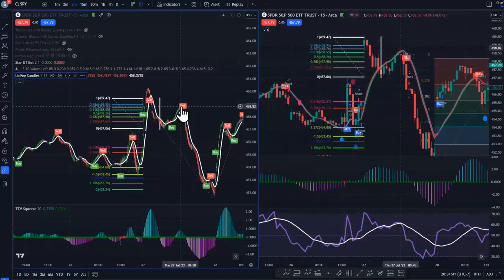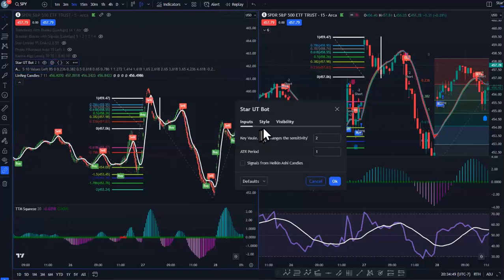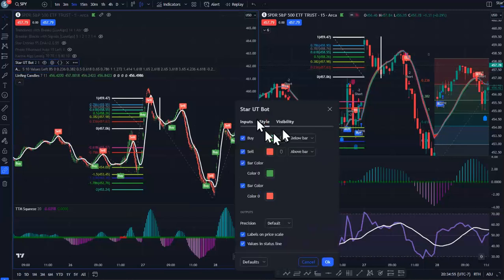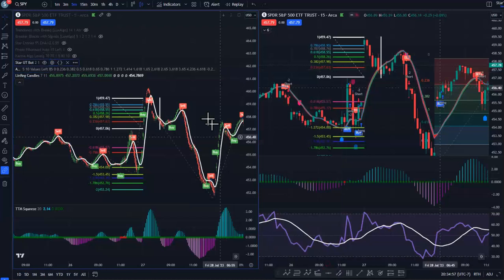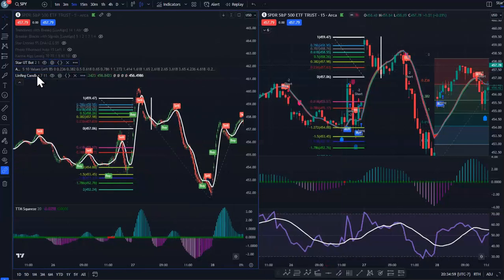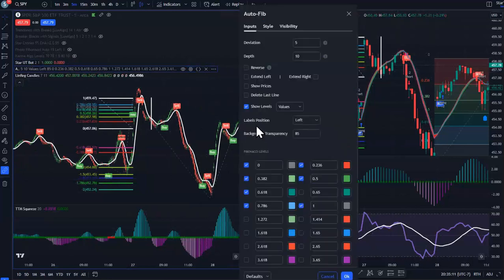But for basically the buy and sell signals, the star is the UT bot here. And when we go into the settings here, they're just set to 2, and the ATR period is set to 1, and style and everything is just kept the same. So again, 7-11 for the linear regression candles, UT bot is 2 and 1, and then for the auto Fibonacci settings here, they're pretty much just staying as default.